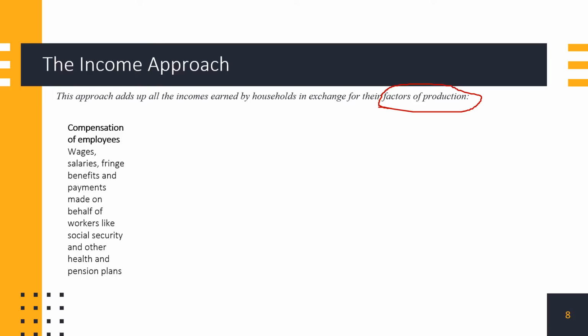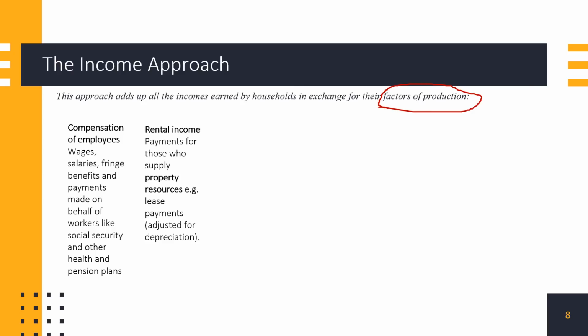The first one refers to the labor factor of production. For laborers, what do they get? They will get compensation, such as wages, salaries, fringe benefits, and payments made on behalf of workers, such as Social Security and other health and pension plans. So that's the first factor of production, which is labor.